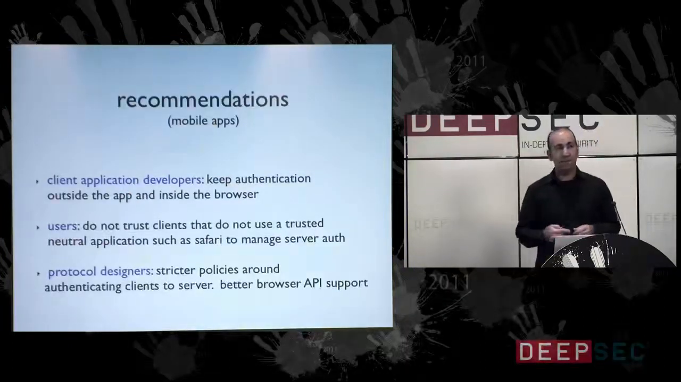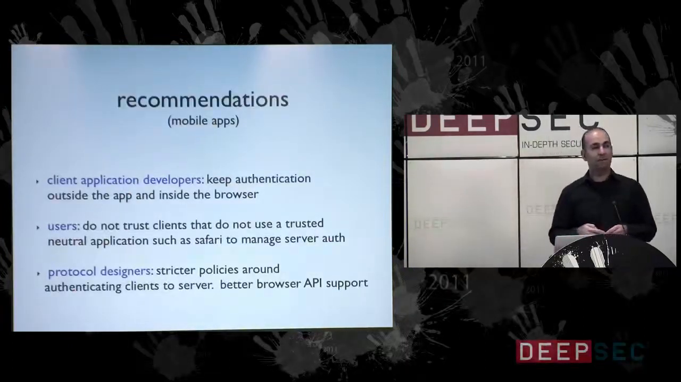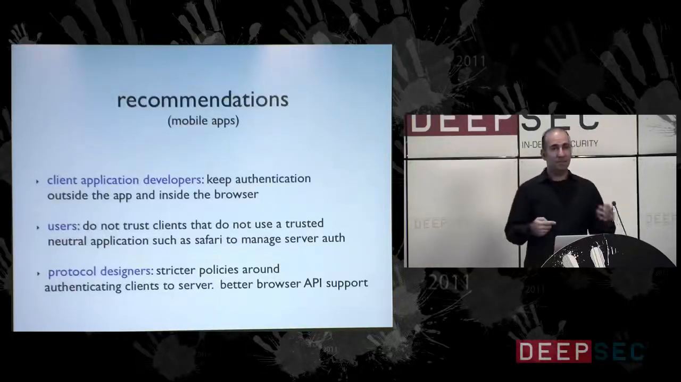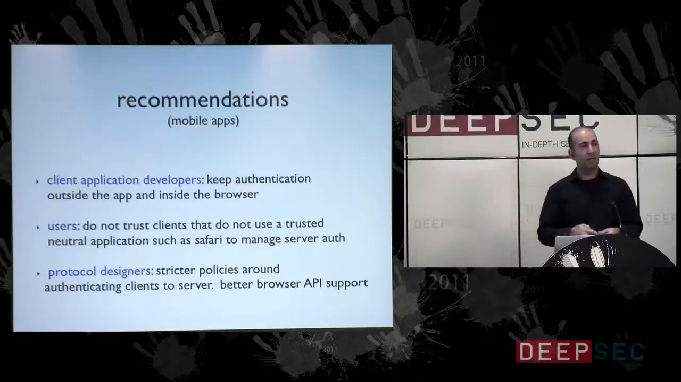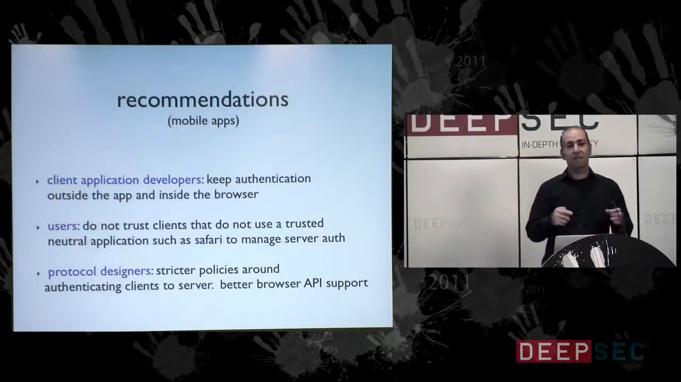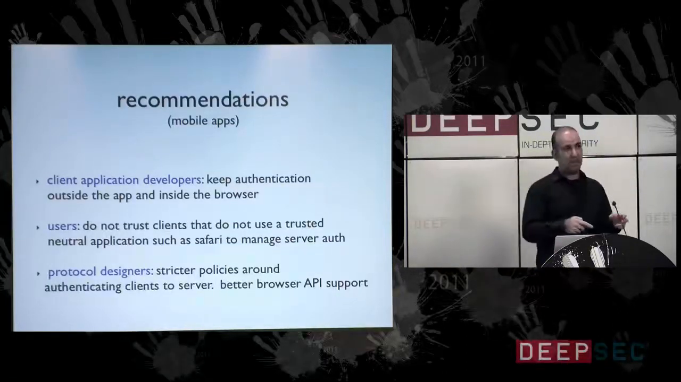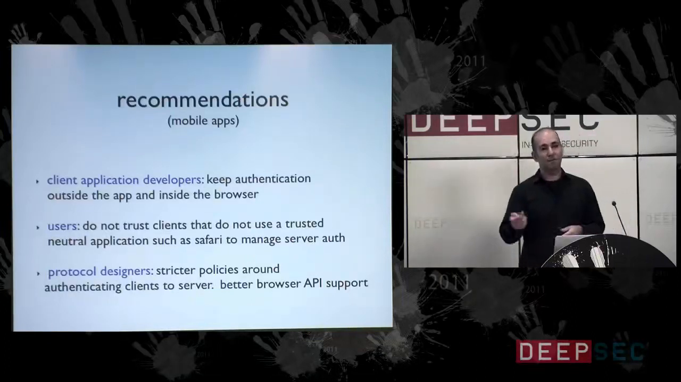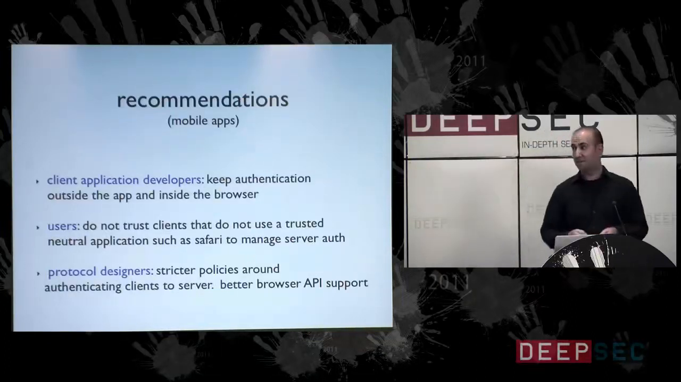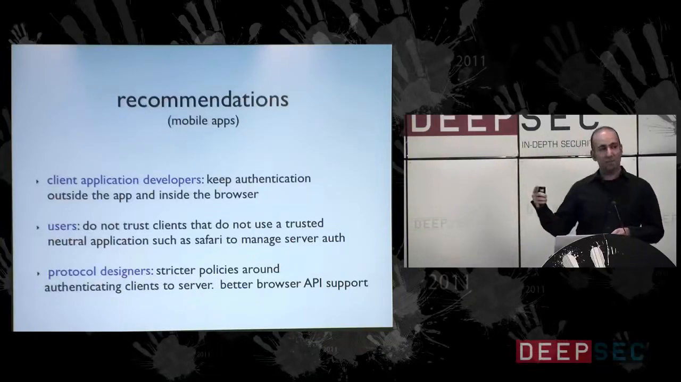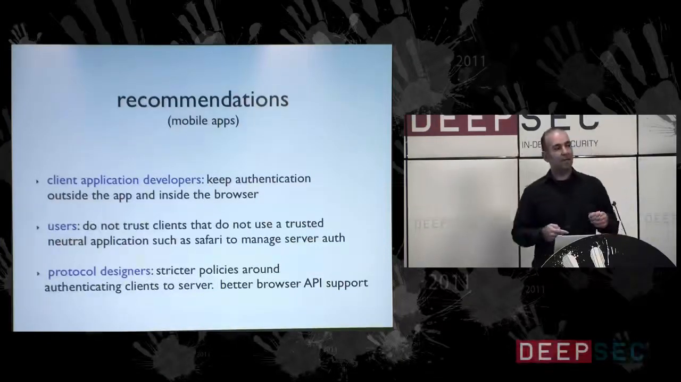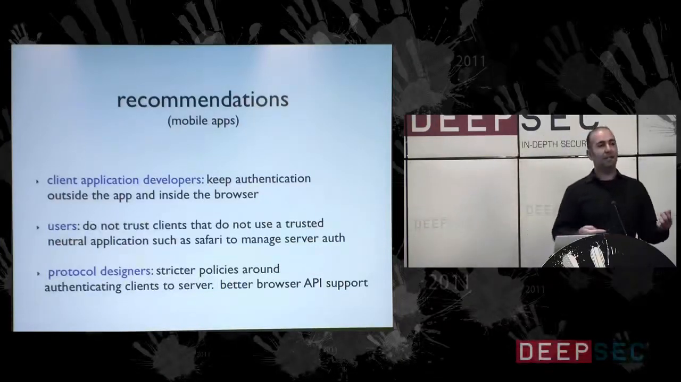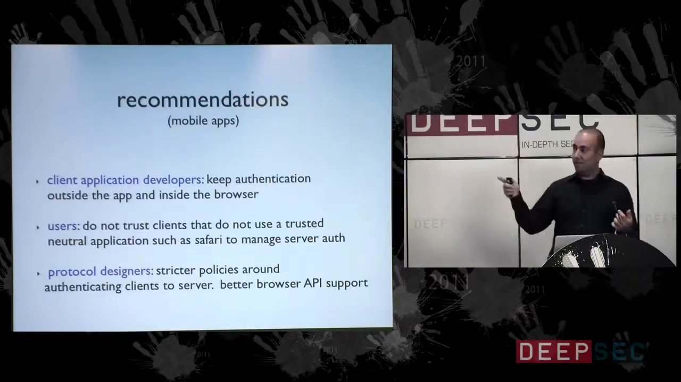So you're a client, a third-party OAuth client application developer, well, just don't do what we just did. Make sure you manage your authentication and authorization workflow outside your application and within a neutral or third-party application like Safari. If you're a user, don't trust applications that do what we just did. Some of these issues are a result of lack of proper trust management between the client and the server, and we'll talk about that later today when we talk about consumer credentials.